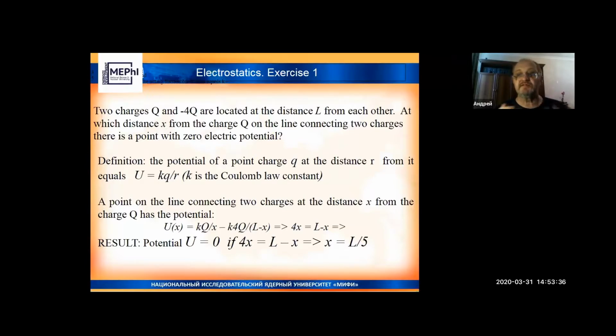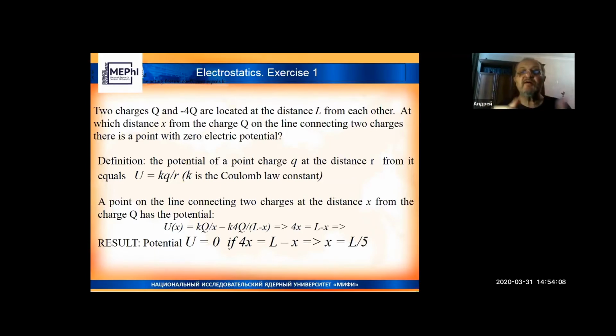To find the solution, you need only to know the definition of how to calculate potential. Potential of any point charge depends on the value of the charge and the distance from the charge, and that's all. Potential is equal to the ratio of the charge and the distance r from the charge, multiplied by a constant called the Coulomb law constant.